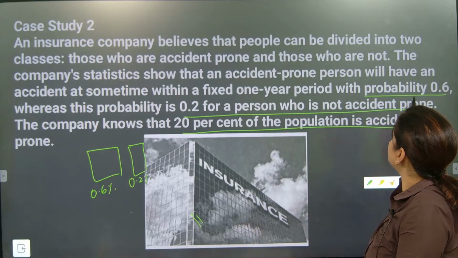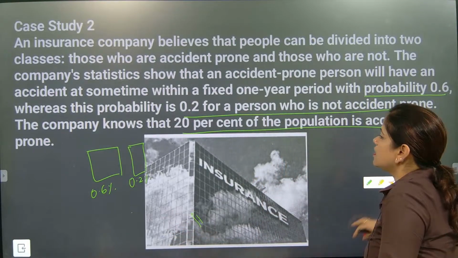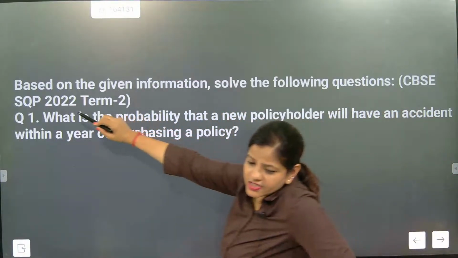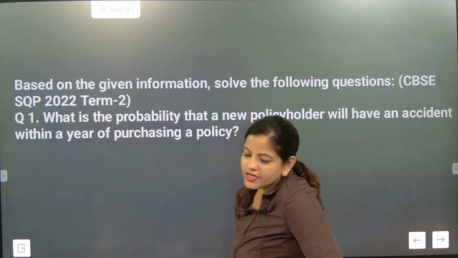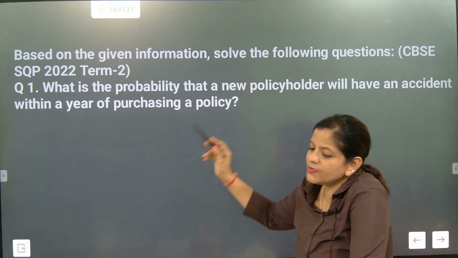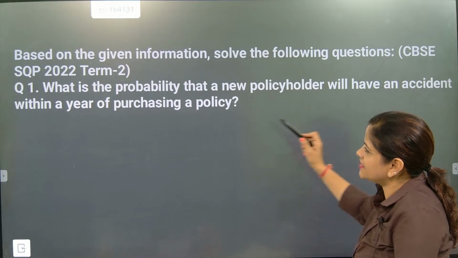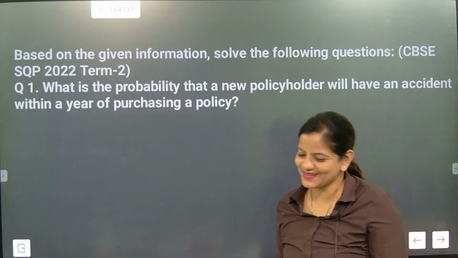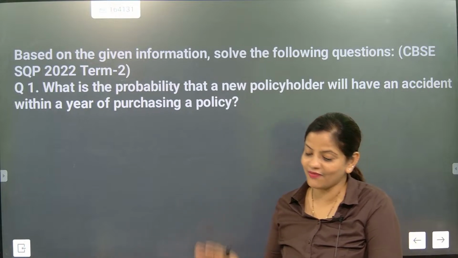So 0.2, 0.6 and 20%. These are the scenarios we need to check. Now based on the given information, let us see this question from 2022. Definitely we are going to solve this question very precisely. What is the probability that a new policy holder will have an accident within a year of purchasing a policy? Nice question. Within a year of purchasing the policy, what is the probability of having an accident?